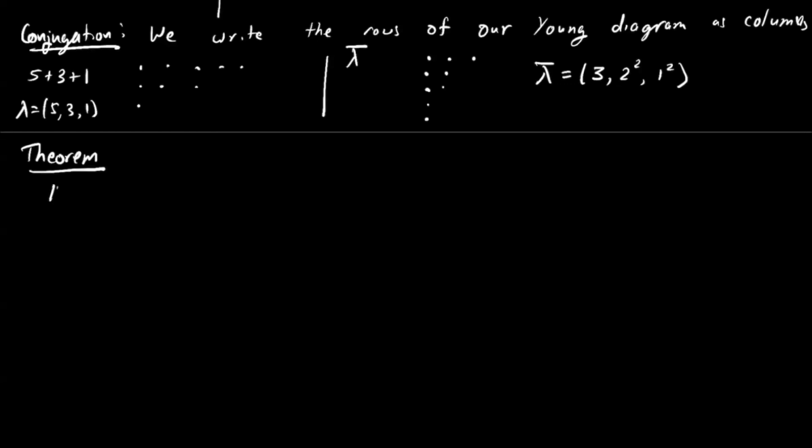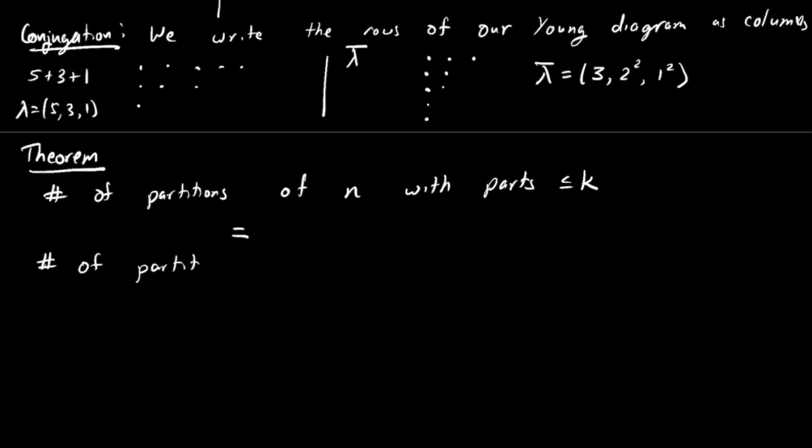It says that the number of partitions of n with parts less than or equal to k is equal to the number of partitions of n into at most k parts.